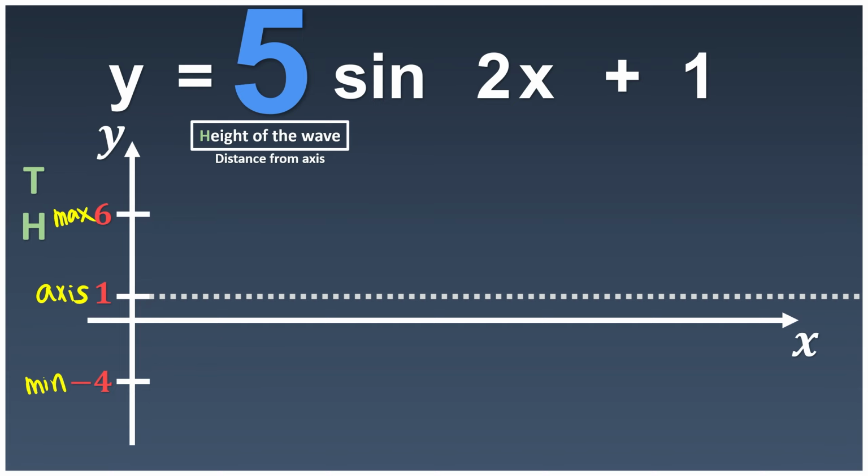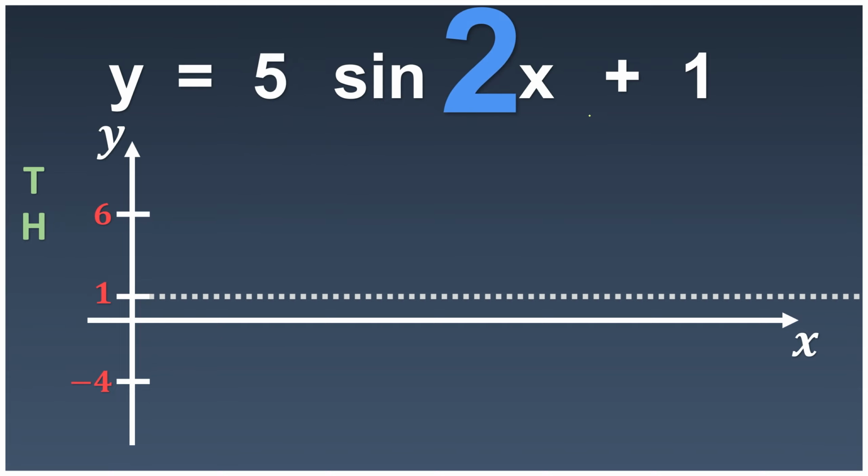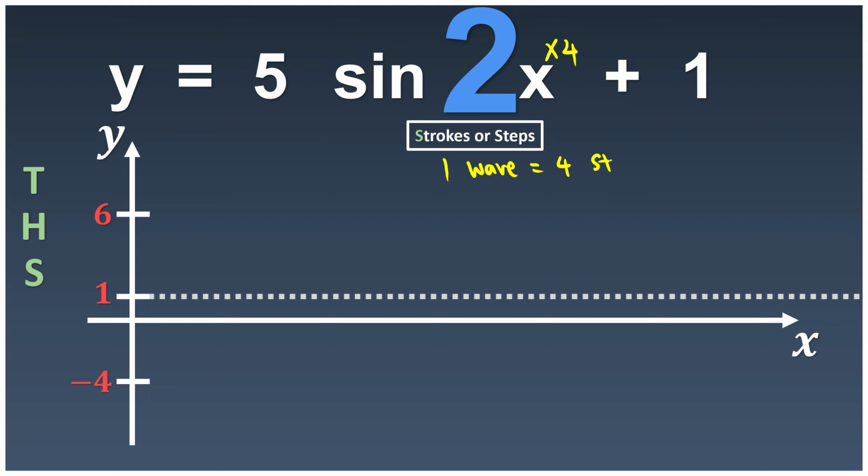So now we're going to look at the number that is together with the variable inside the trig function. This will tell us how many strokes, or how many cycles, or how many waves we're going to draw. So basically, I will just take this number times 4 because one wave will contain 4 strokes.